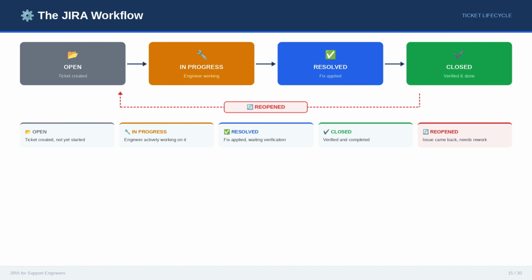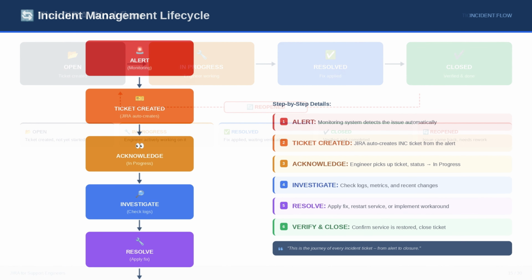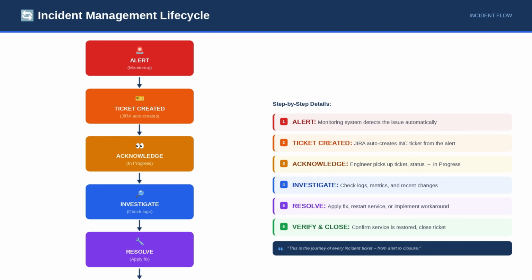Reopened. This is the 5th state. And it happens when the fix didn't actually work, or the issue came back. The ticket goes back to in progress. This is the journey every ticket takes. Open, in progress, resolved, closed. And sometimes, reopened. As a support engineer, you are responsible for keeping your tickets moving through this workflow. Now let's see how all of this plays out in a real incident.